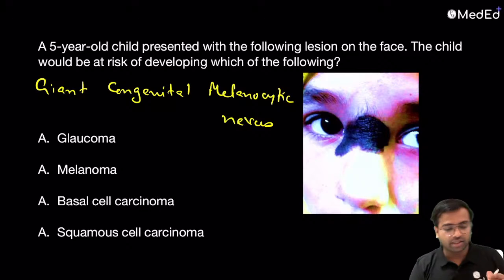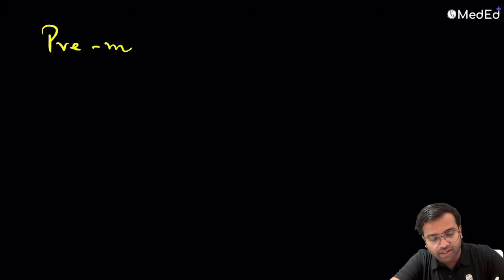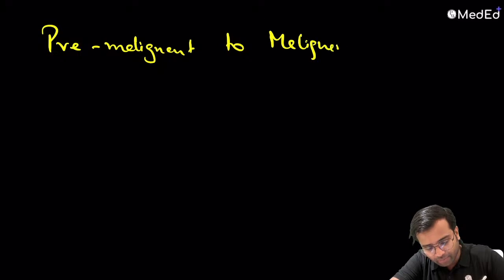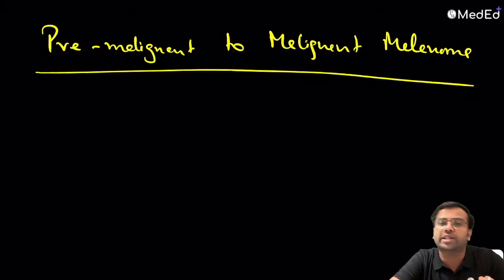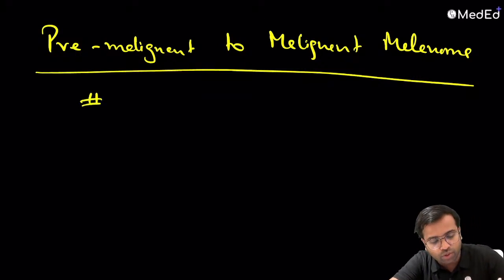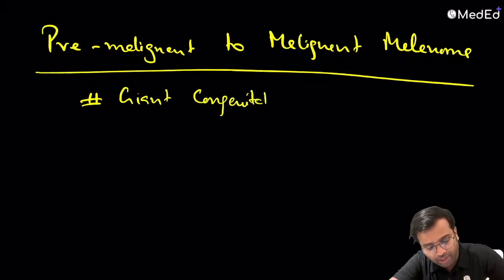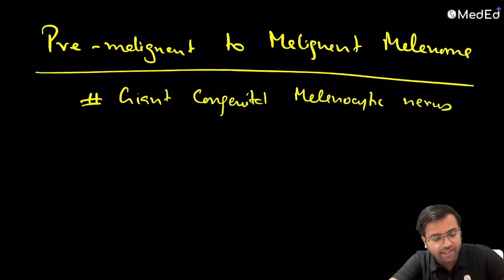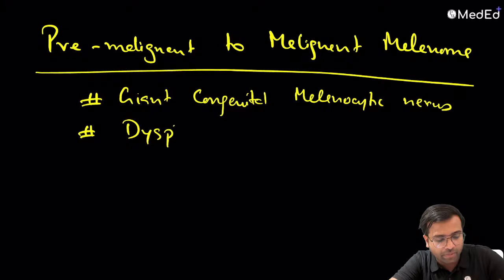Very good, Sakshi. The right answer here is melanoma. Very good. Excellent. So please remember, this is a condition that is pre-malignant to malignant melanoma. For your exam, remember two conditions which can be pre-malignant to malignant melanoma. The first condition is going to be a giant congenital melanocytic nevus. The second one is called a dysplastic nevus.